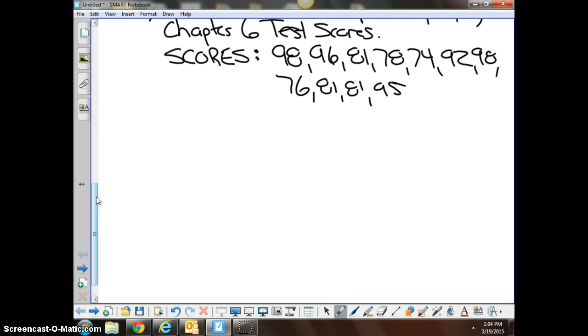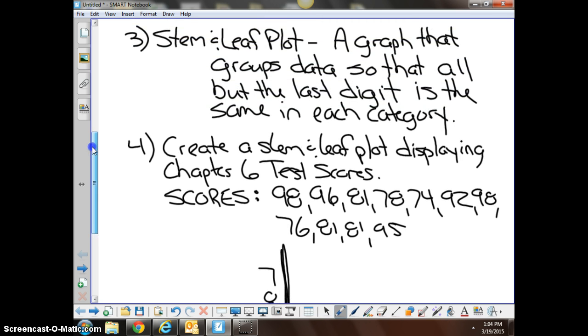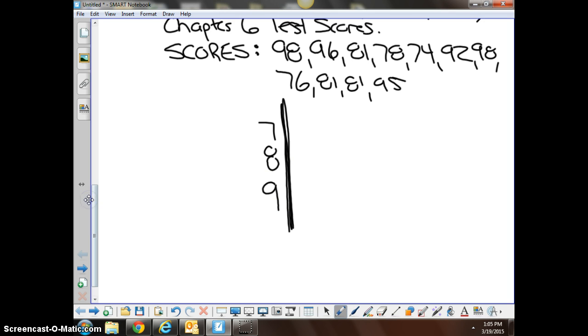So we're going to start by creating our stems. Our stem is going to start at 7. We're going to have an 8 in there, and a 9 in there, and then we're just going to draw ourselves a line. If you go back to the definition, in a stem and leaf plot, it's a graph that groups data so that all but the last digit is the same in each category. So what do you suppose the 7 here represents? What data would it represent, Tate? Probably the 70s. Anybody who scored in the 70s, right? And then same with the 8, anybody in the 80s, and 9, anybody in the 90s.